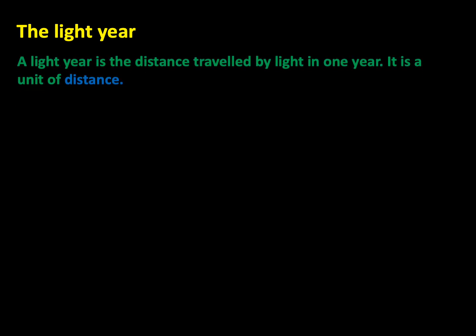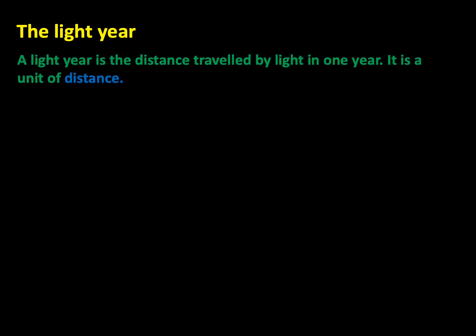We now come to the light year. What is a light year? A light year is the distance travelled by light in 1 year. It's a unit of distance. So let's be absolutely clear here. The light year is not a measure of time. A year is a measure of time, but a light year is a measure of distance.